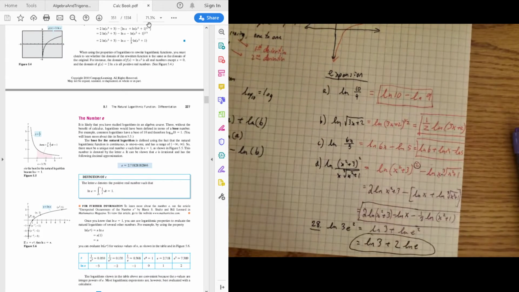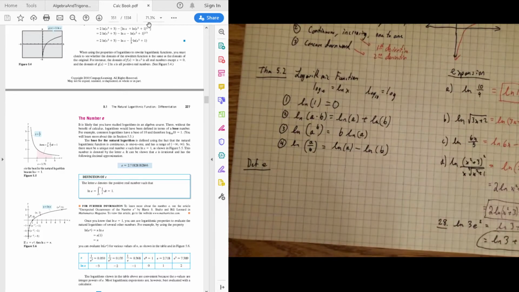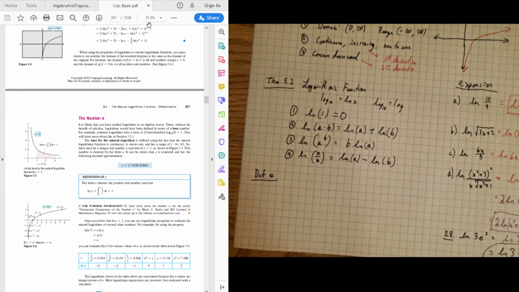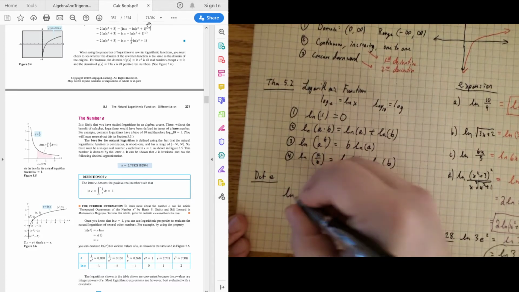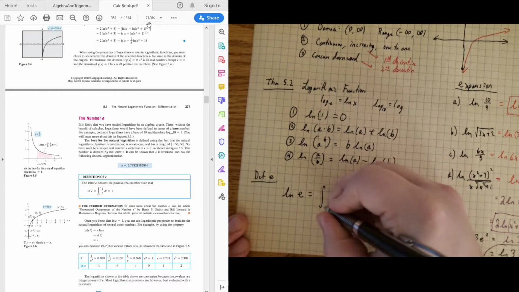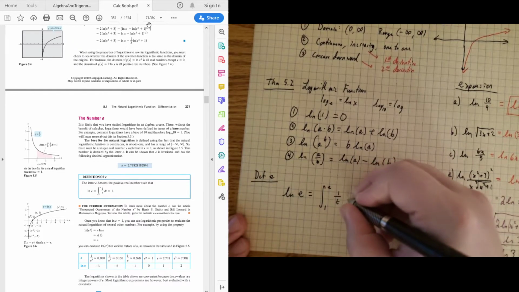The definition of e. So, how do we define e? Now, in algebra, when we talk about e, it's kind of just assumed to be a number. It's 2.71828. Sorry, it's in the textbook right there. But calculus has a great definition of it. Calculus states that the natural log of e is equal to the integral from 1 to e of 1 over t dt.